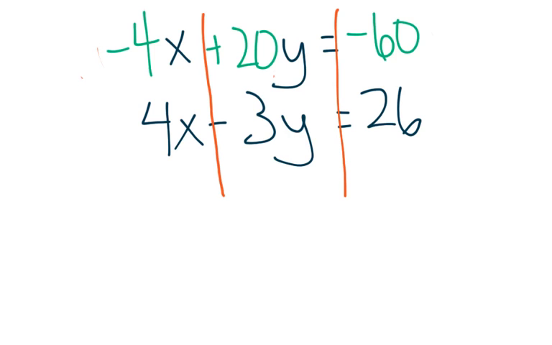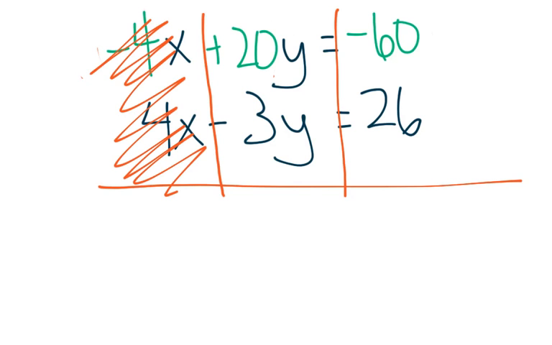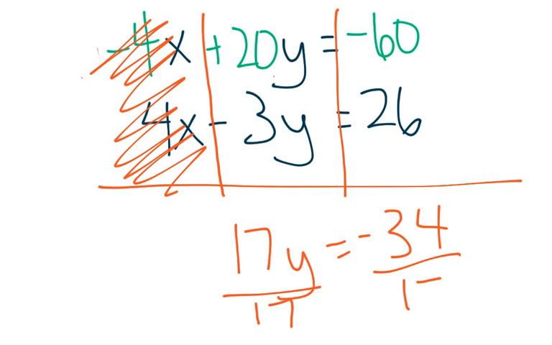If I add them up now, my x's will eliminate. +4 and -4 is nothing. 0x, 0 cookies is no cookies. 0 x's are no x's, or nothing. So I got 17y equals -34. Whoops, let me write it in red. And if I take -34 and divide it by 17, I'll get that y is -2. Okay, so y equals -2.